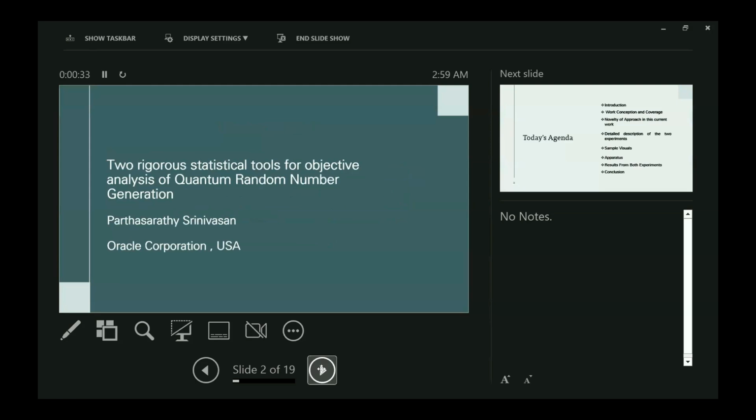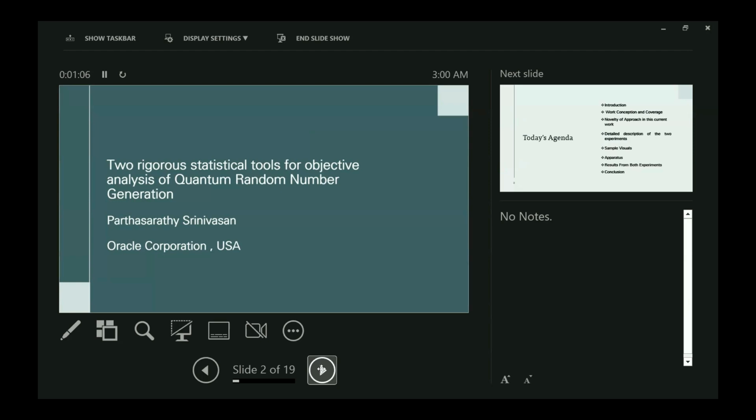We are going to talk about today two rigorous statistical tools for objective analysis of quantum random number generation. Just to elaborate a little bit, getting a little bit ahead of myself. Basically, in this study, I performed two experiments to understand if the quantum random number generation quality is better than that of classical random number generation.